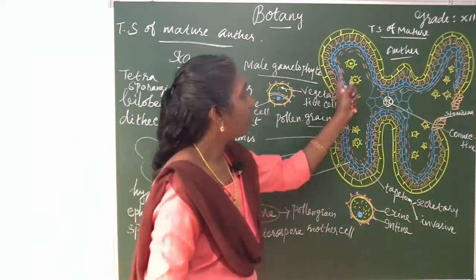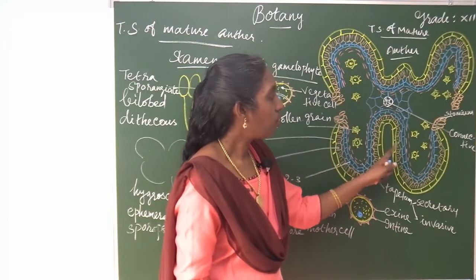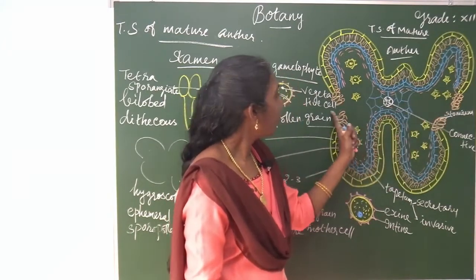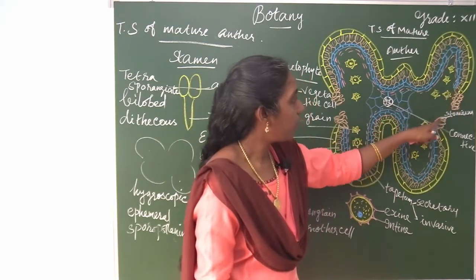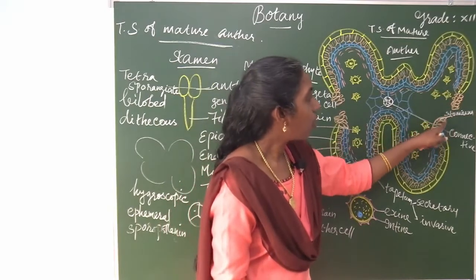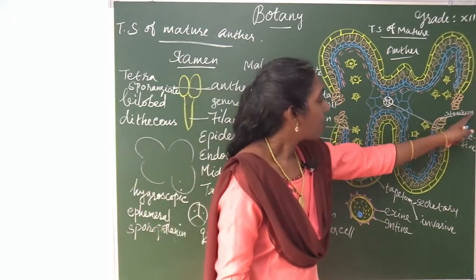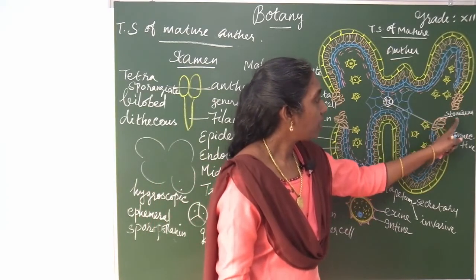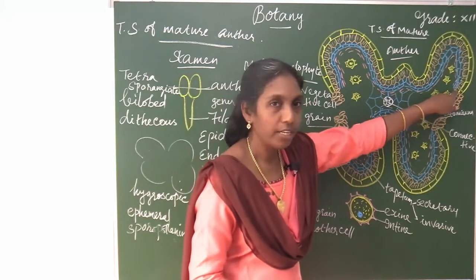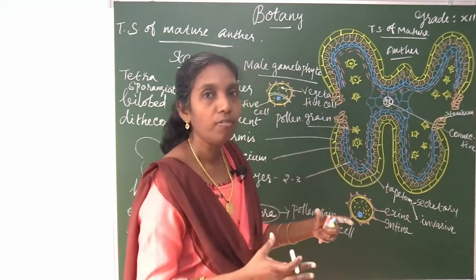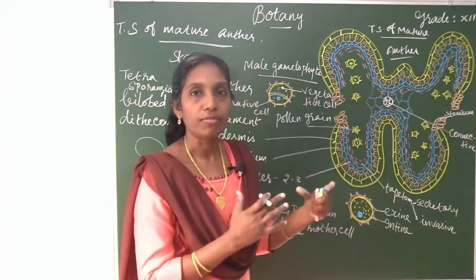How is it liberated? When you look at the diagram again, four lobes are present, and at the junction of each lobe there is a region that is not interrupted by the endothecium. This contains a typical structure called the stomium. The stomium and the hygroscopic nature of the endothecium help the dispersal of pollen grains. The pollen grains are dispersed through this stomium. That's the function of the stomium.